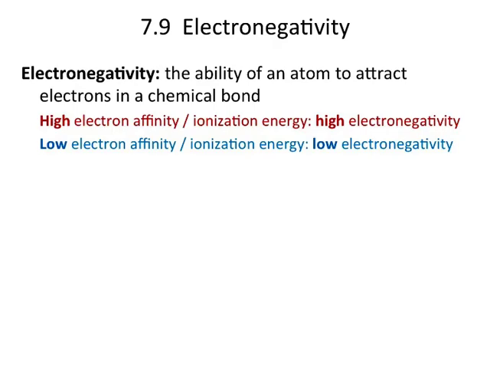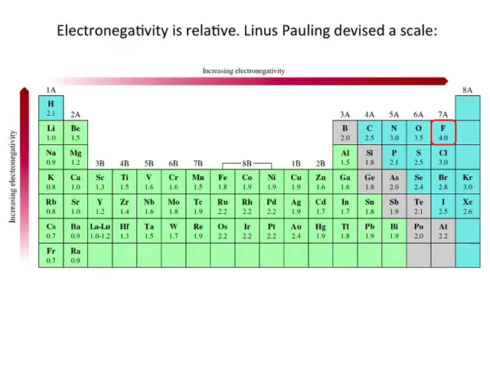So if it's very favorable to gain an electron and very not favorable to lose that electron, that means your element has a high electronegativity, and the opposite is true for something with low electronegativity. Electronegativity is a relative concept. In order to figure this out, you need to have a bond between the two atoms and see how they share electrons.